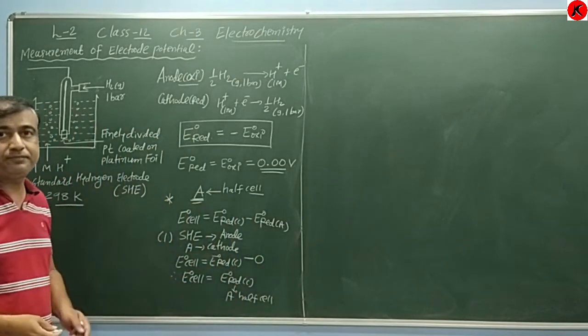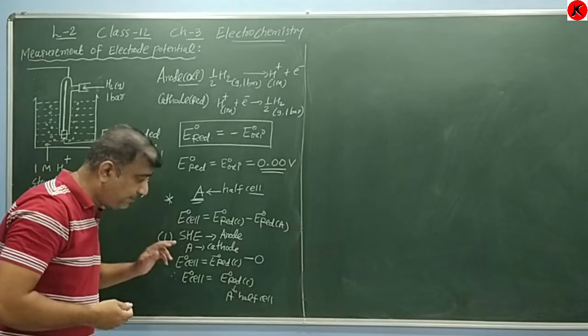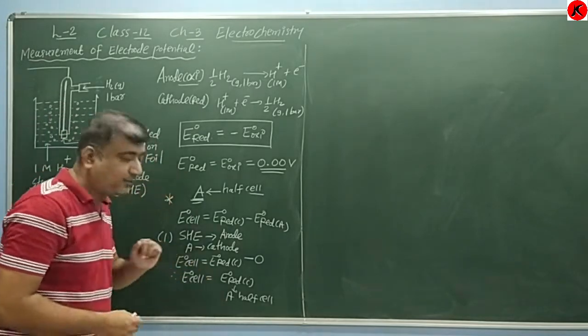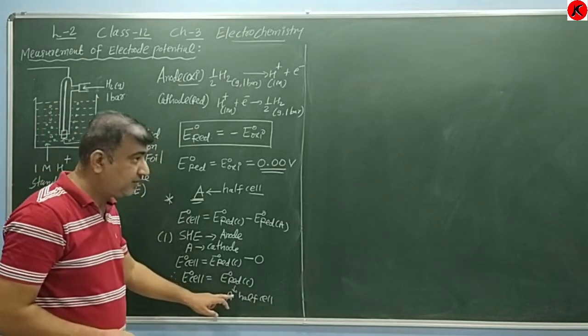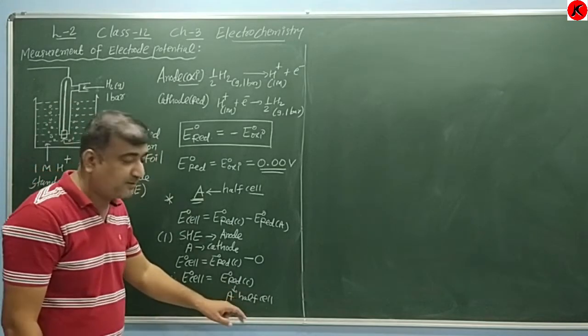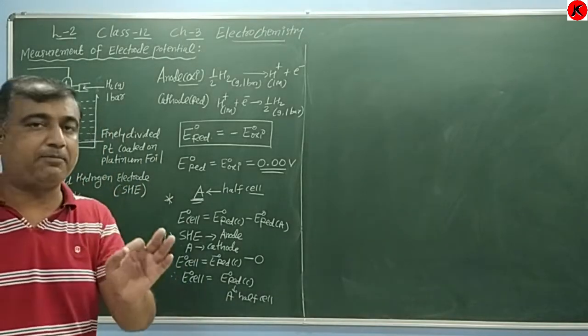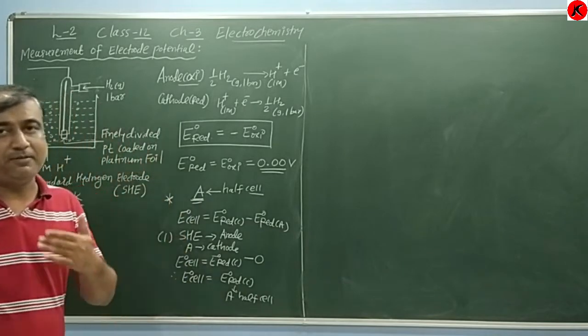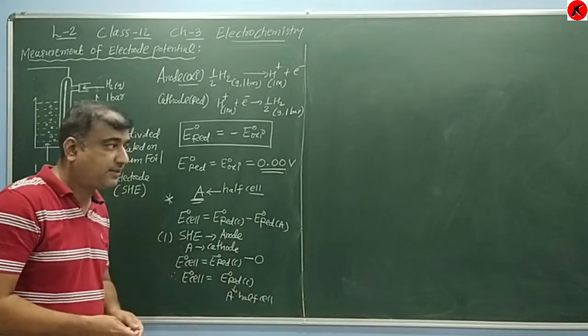That means the cell potential which is measured is equal to the standard reduction potential of a half cell. That means for a half cell we measure the standard reduction potential.